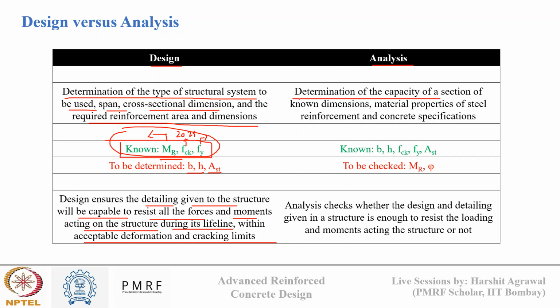Okay, so analysis is the determination of capacity of a section if we know the dimension, material properties, and the concrete specification. So it is just the opposite of design. In analysis, there is a building already erected on site. We know the dimensions of that building, we know the property of concrete and steel, and we know the area of steel reinforcement, everything that has been used, and we are checking what is the resistance capacity of that building and whether the reinforcement that I have used is of required capacity or not.